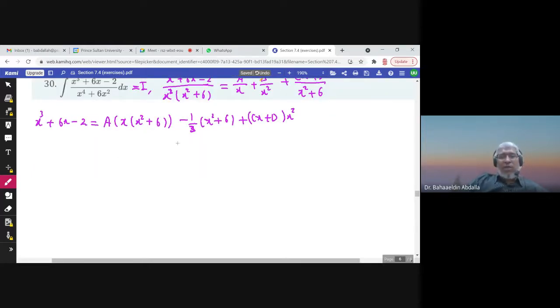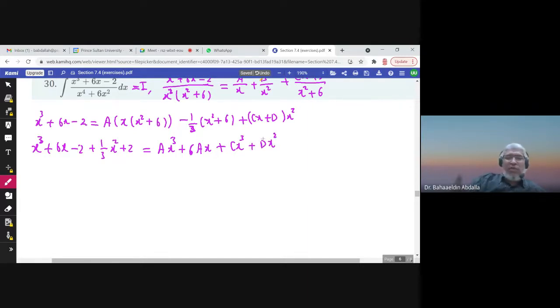All right, let us expand and move 1 over 3 times (x squared plus 6) to the other side. So I will have x cubed plus 6x minus 2 plus 1 over 3 x squared plus 1 over 3 times 6, that's 2. And here I will have a times x squared times x, so ax cubed, plus 6ax, plus cx cubed, plus dx squared. Very nice.